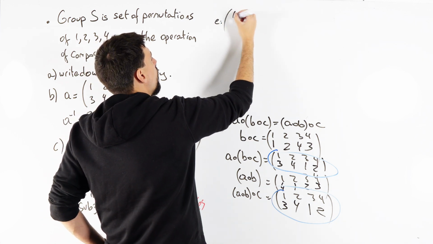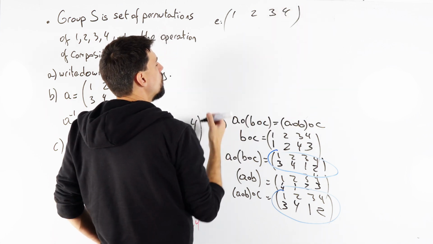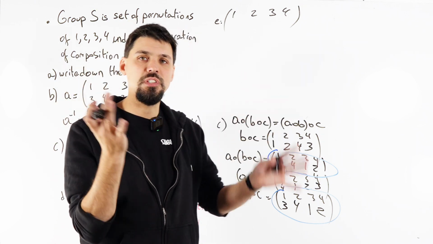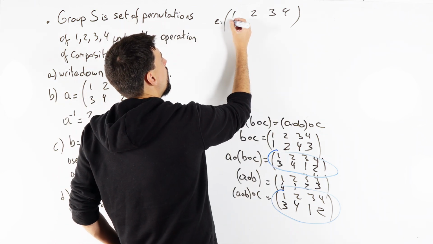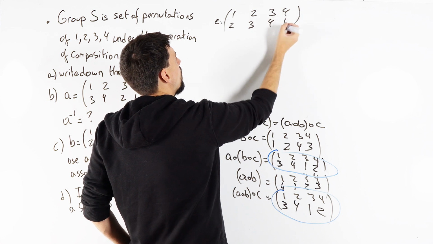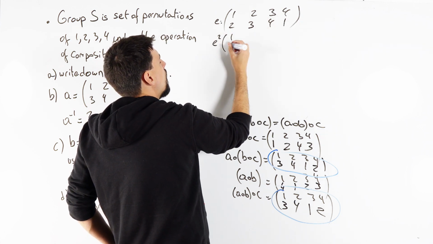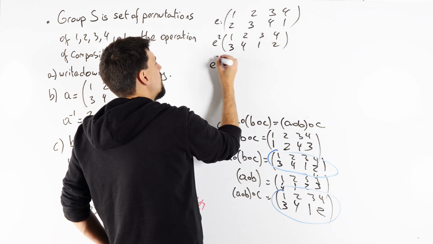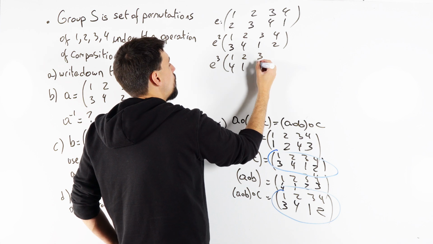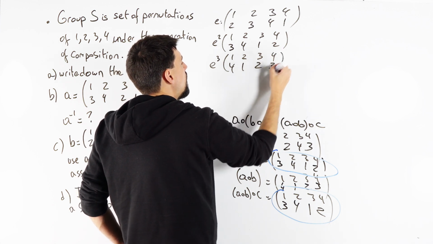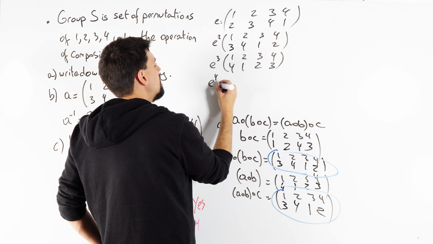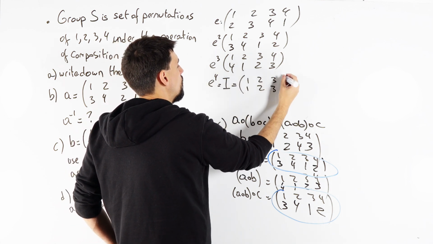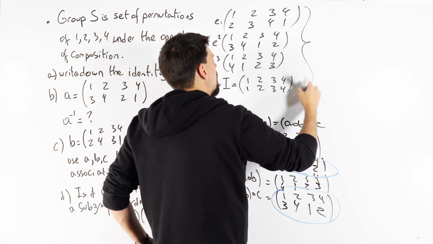Okay, so 1, 2, 3, 4. And the obvious small group of order 4 that will be self-contained, will be closed, etc., is this nice cyclic one where 1 goes to 2, 2 goes to 3, 3 goes to 4, 4 goes to 1. Then if I do that again, 1 goes to 3, 2 goes to 4, 3 goes to 1, 4 goes to 2. If I do it again, 1 goes to 4, 2 goes to 1, 3 goes to 2, 4 goes to 3. We're just shifting them along. And then e to the 4 should be my identity at that point, which is 1, 1, 2, 2, 3, 3, 4, 4. So there we go.